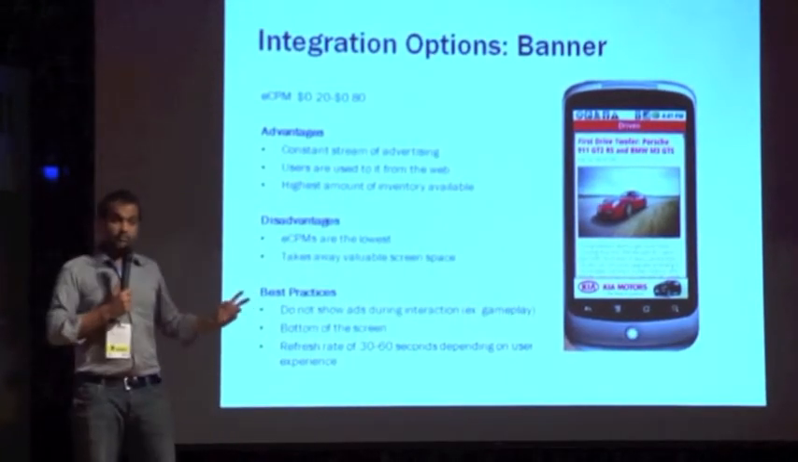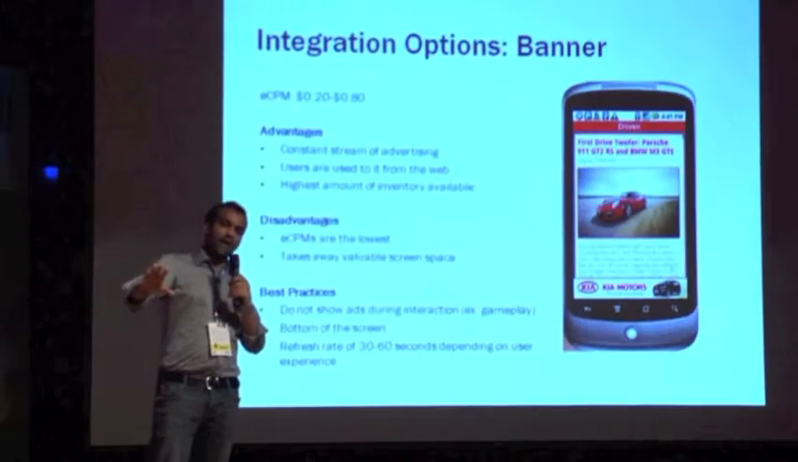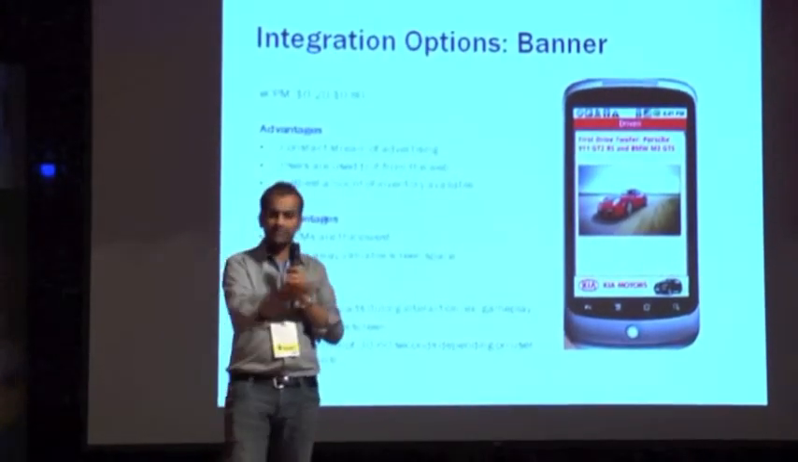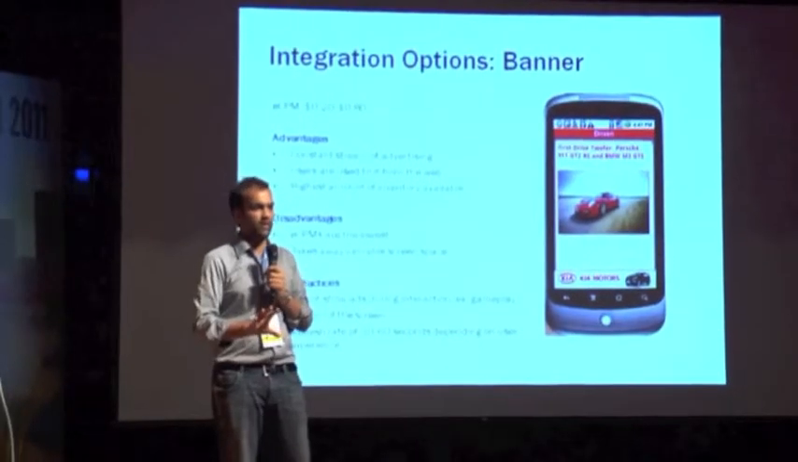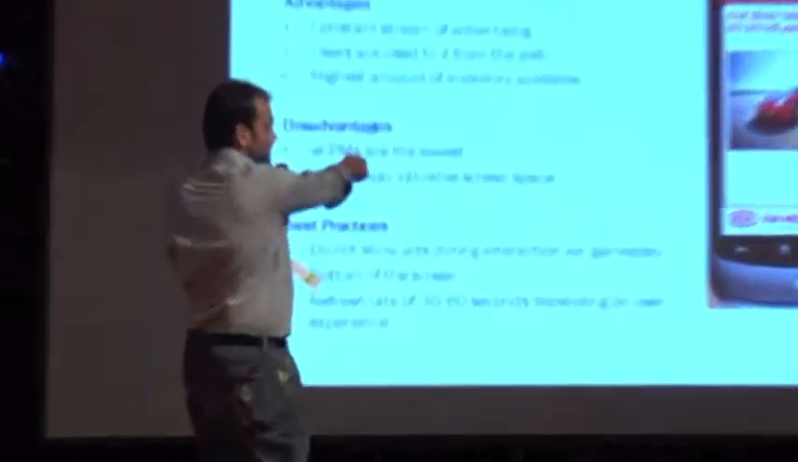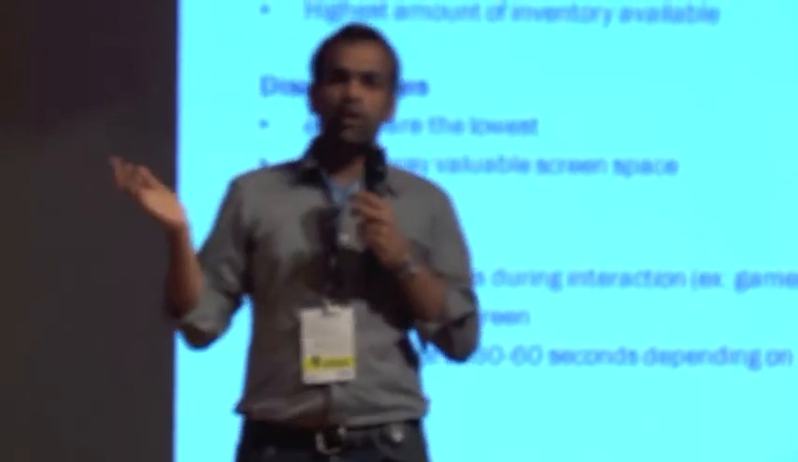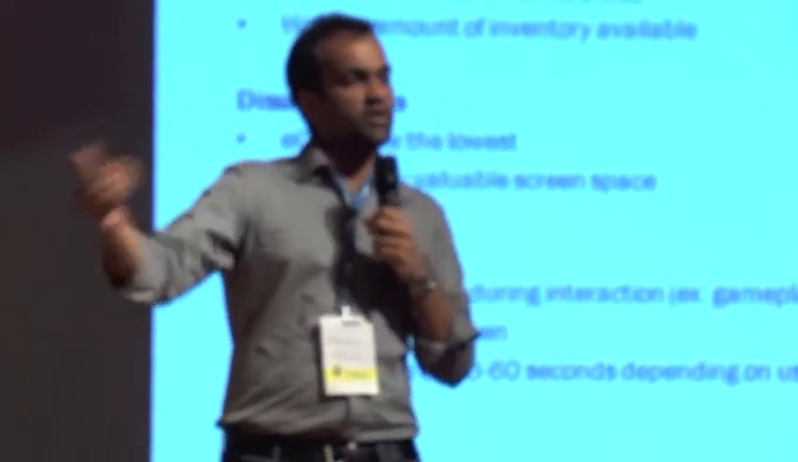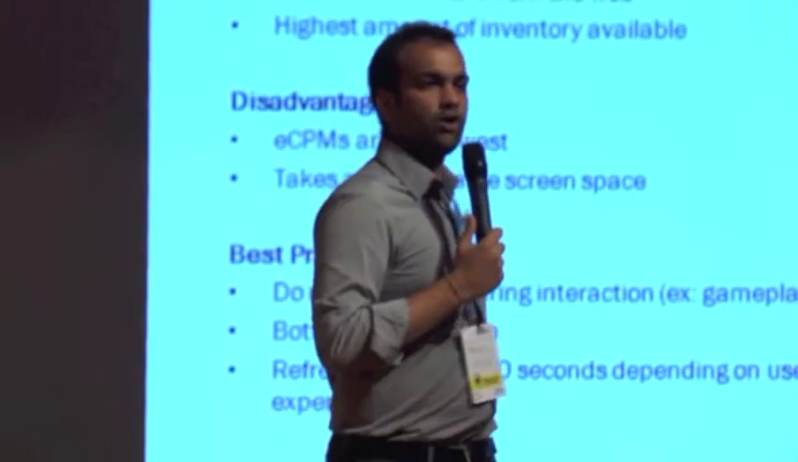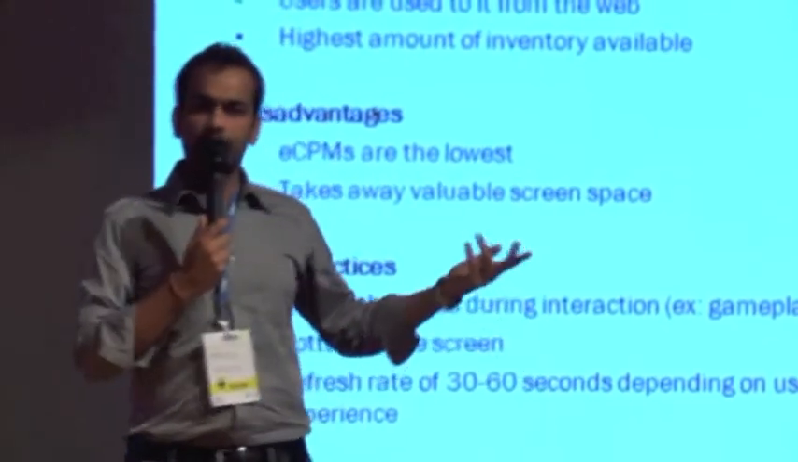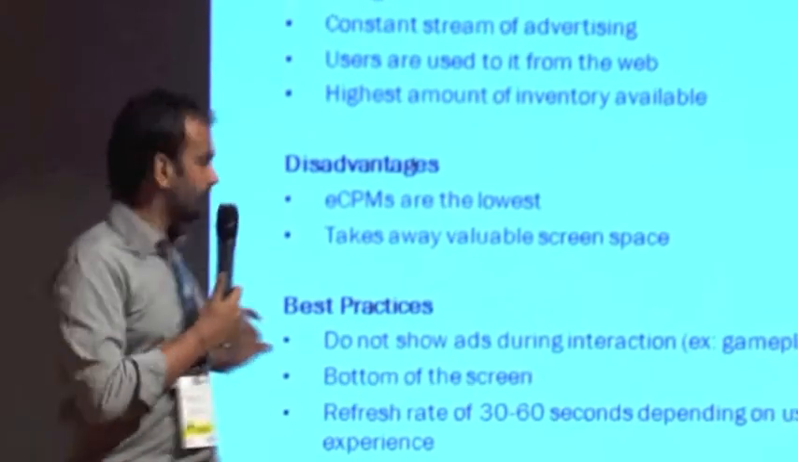The advantage is that in any given app, at any given point, the highest number of available ads that you have is the banner advertising, because you can just put something at the bottom of your screen and it'll keep rolling all the time. So achieving 1 million impressions using banner ads, versus things like video and some other formats, is much easier because it'll keep going all the time and it's just there at the bottom of the screen.